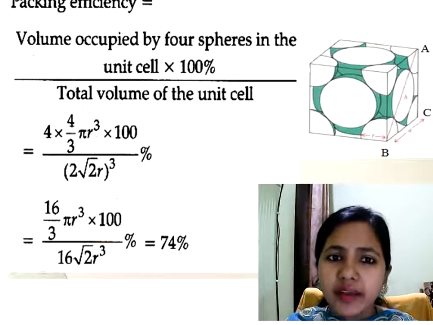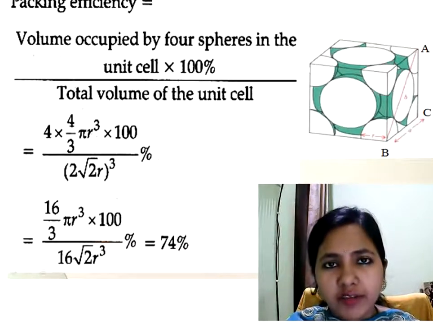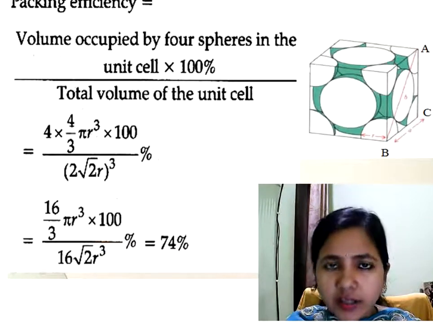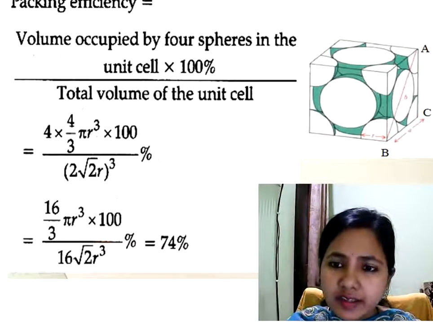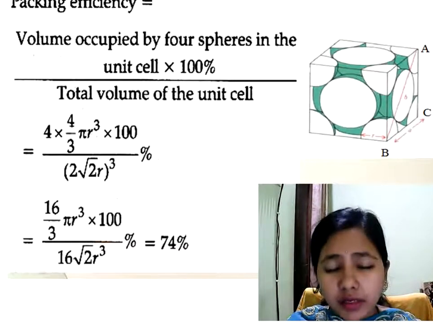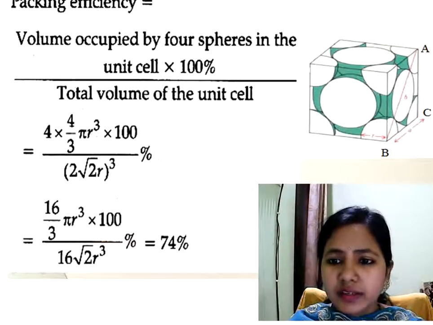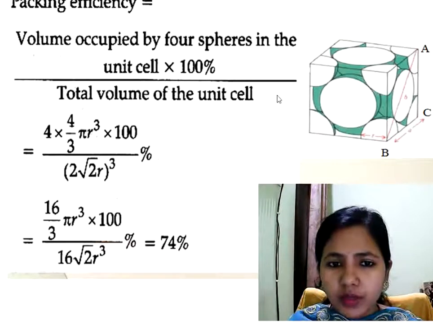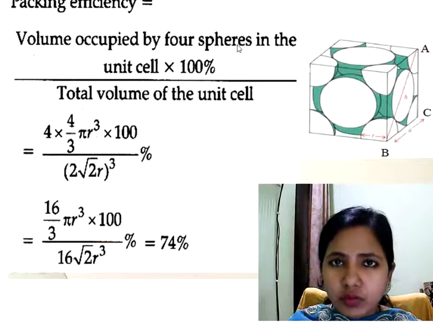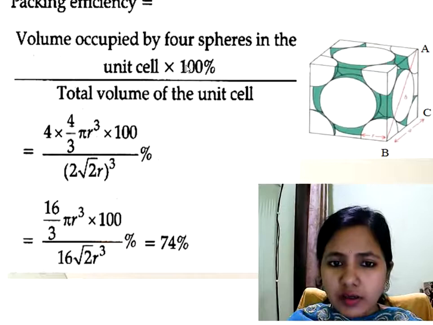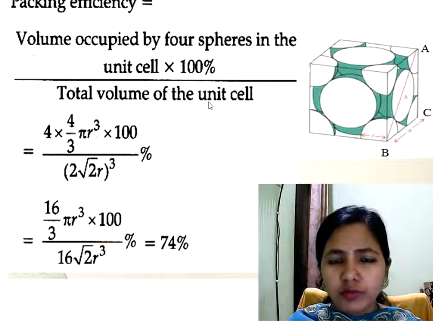The last one is the packing efficiency in FCC, or face-centered cubic unit cell. Again students, the structure of FCC is that there are 8 atoms present at the corners and 1 atom present on each face of the cube. So for packing efficiency, the formula is the volume occupied by the spheres in the unit cell into 100 upon the total volume of the unit cell.